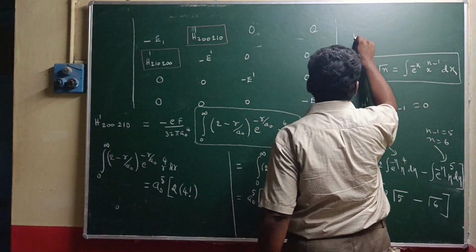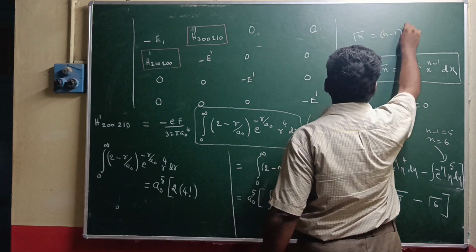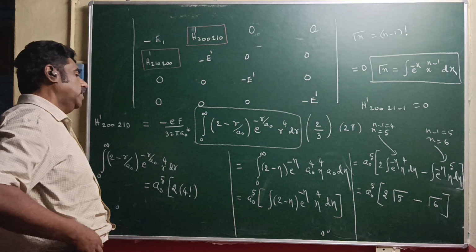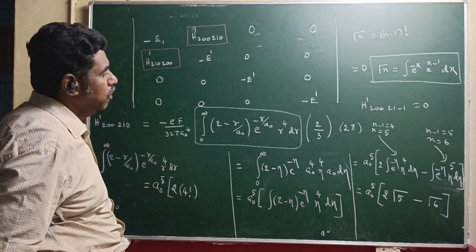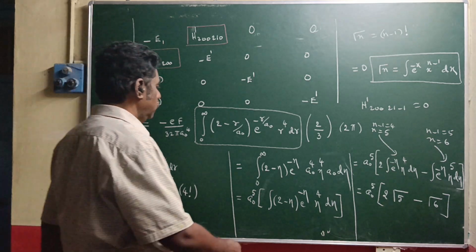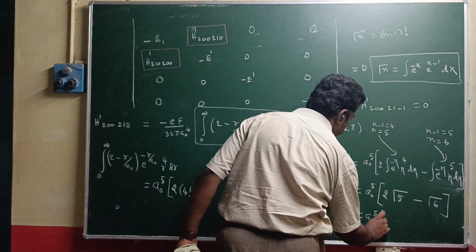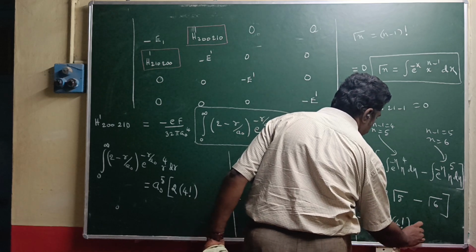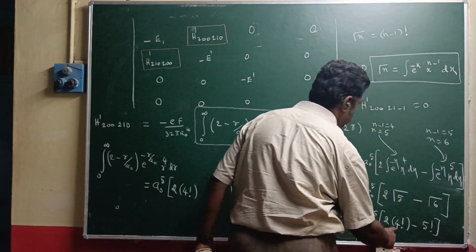Gamma of n is equal to (n minus 1) factorial. This is the formula. If that is the case, gamma of 5 equals 5 minus 1, that is 4 factorial. So the integral is a0 power 5, 2 into 4 factorial minus gamma of 6, which is 5 factorial.